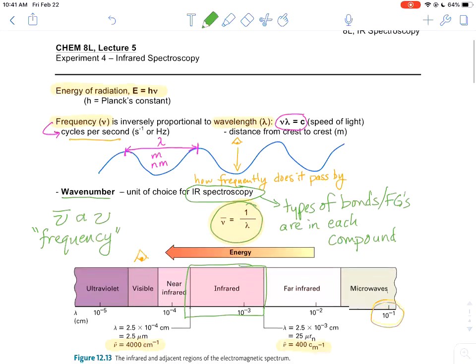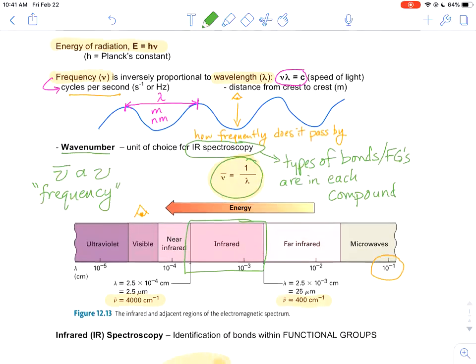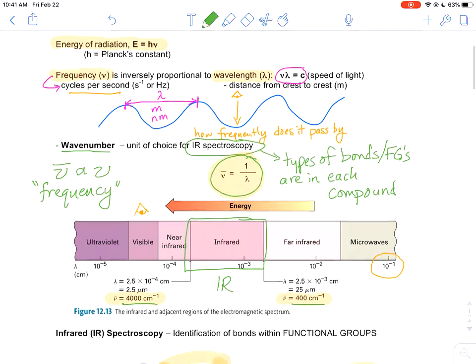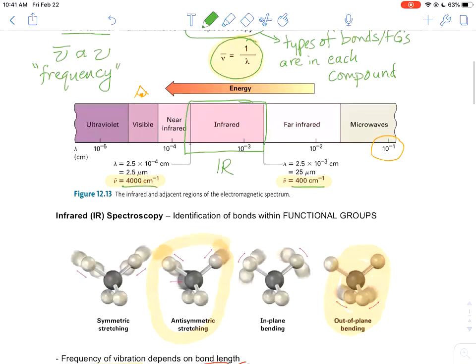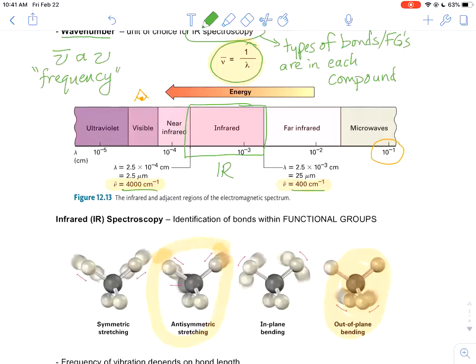Now, the frequency of different types of light or energy helps us categorize it into smaller little portions. And the part that we care about, the IR spectrum, is between 400 to 4,000 inverse centimeters. That's the unit for wave number that's appropriate for us, because we have bonds within molecules that do specific types of stretching that occur at frequencies within the IR spectrum. That's how frequently the stretching or bending is occurring.